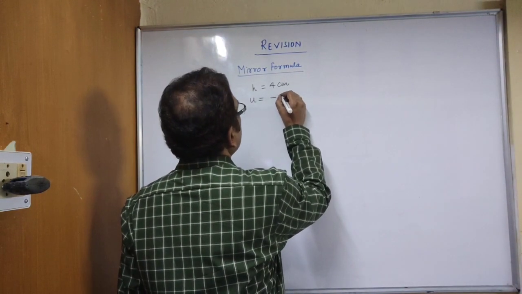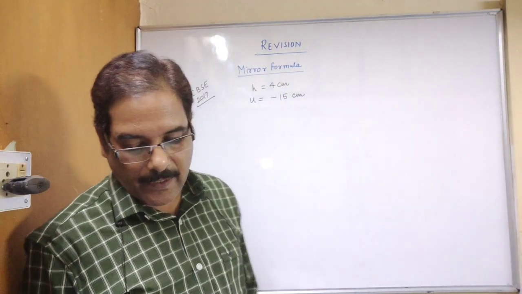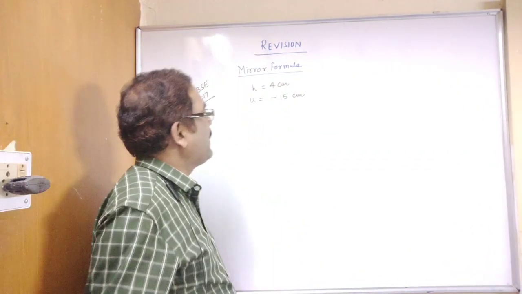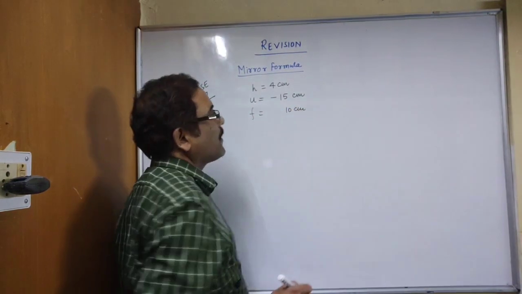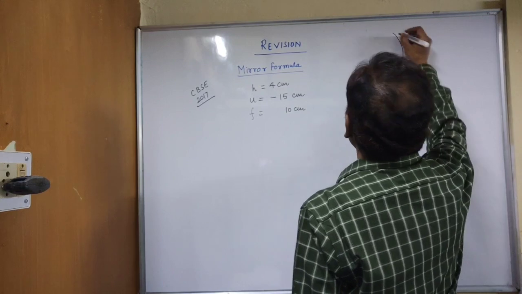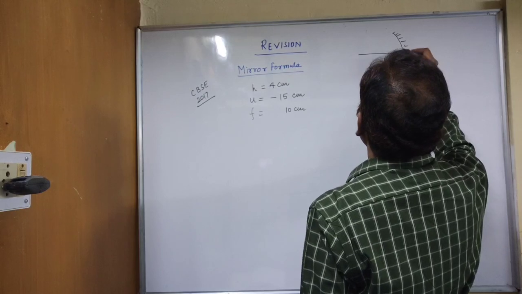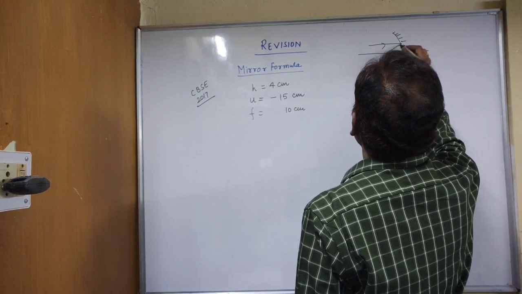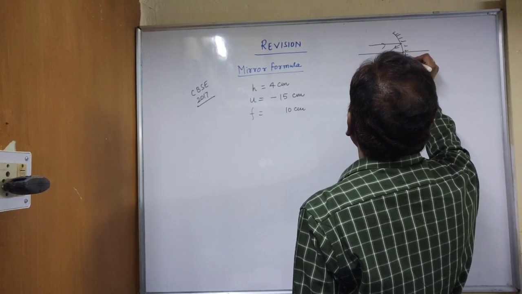So we are writing u is equal to not simply 15, but u is equal to minus 15 centimeter. Then its focal length is also given, 10 centimeter. It is a concave mirror, but before writing 10 centimeter, think whether it will be positive or negative. Suppose this is a concave mirror and this is the principal axis. Parallel rays of light will fall on it, so the rays will meet at a point after reflection. This point is F, this point is P.